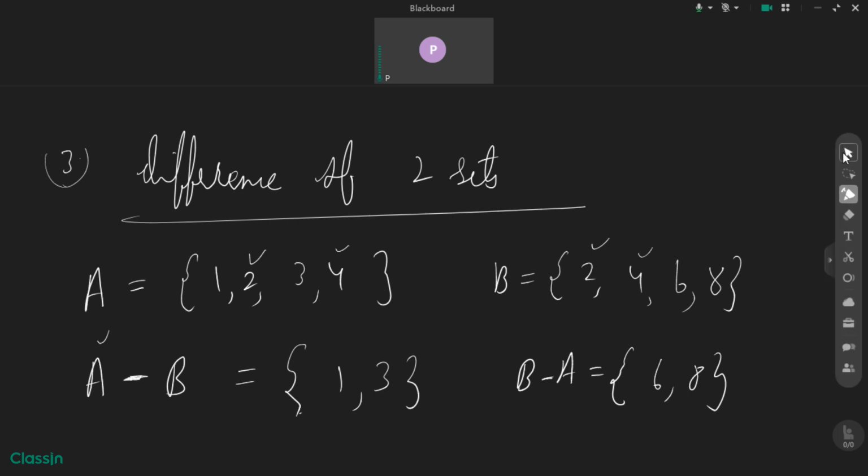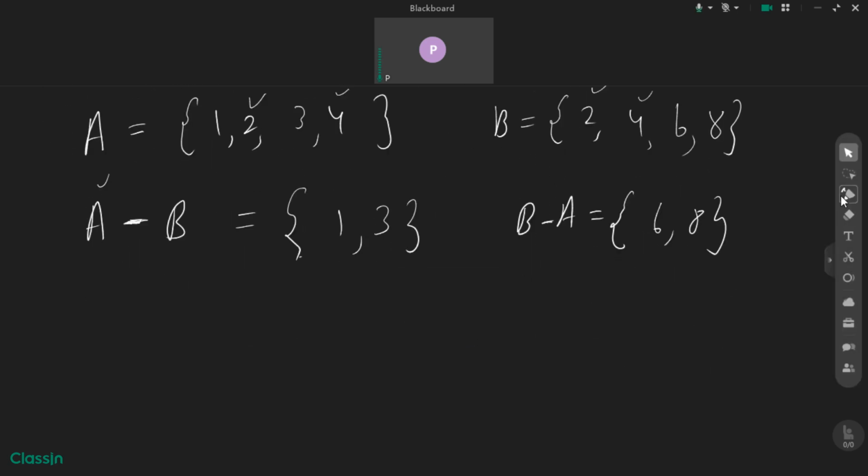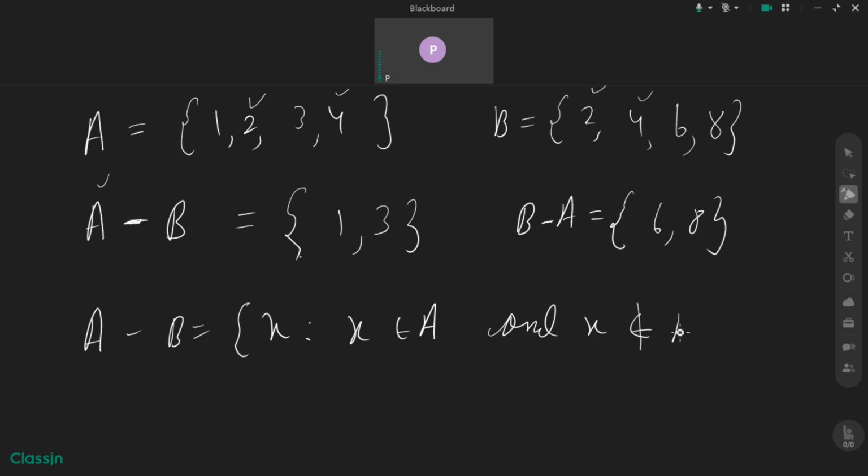Now, if you want to write the difference of two sets in set builder form, it can be written like this: A minus B is equal to the set of all x such that x belongs to A and x does not belong to B. So I have to take all elements of A and subtract those elements that belong to B. So this is the representation in set builder form. Now, we can also see it in a Venn diagram.